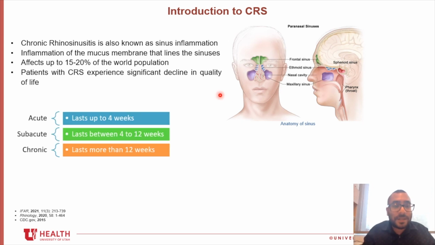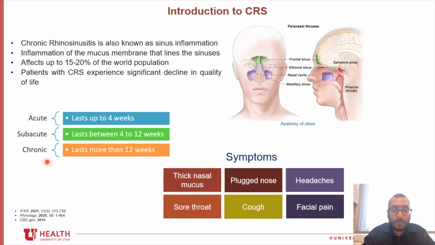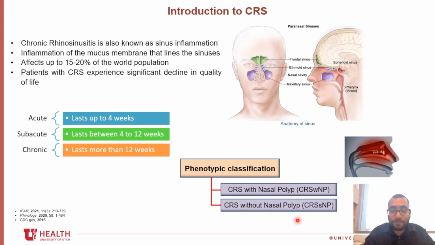So rhinosinusitis can be classified into 3 different categories based upon how long the symptoms prevail in the patients. If the symptoms prevail for up to 4 weeks, then we call it acute sinusitis. If the symptoms last between 4 to 12 weeks, then it's called subacute sinusitis. And if these symptoms last for more than 12 weeks, that's when it's called chronic rhinosinusitis or CRS. Some of the common symptoms that patients go through in CRS are thick nasal mucus, plugged nose, headaches, sore throat, cough, and facial pain.